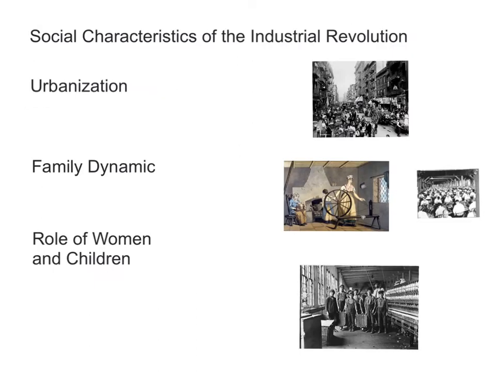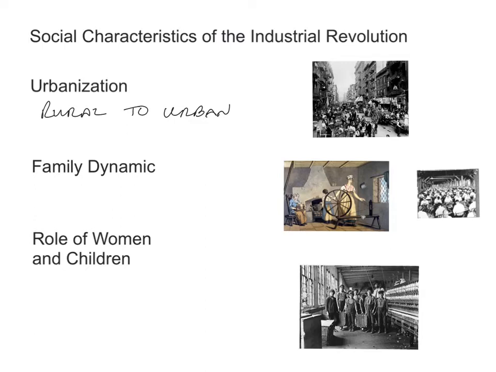Now, the social characteristics of the Industrial Revolution, you should have urbanization. So this is somewhat caused by the enclosure movement, which we're going to talk about on the next slide. But basically, there's a massive shift, all right, from rural to urban migration. And so you'll see lots of cities double, triple, quadruple in size during the early 1800s.